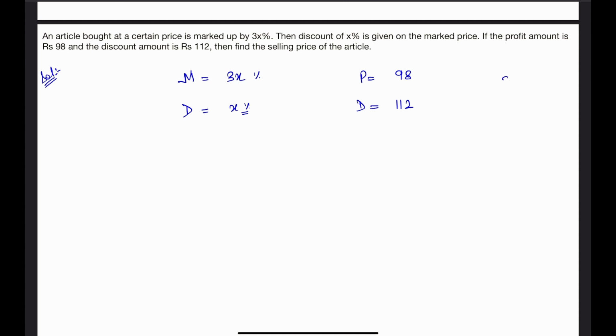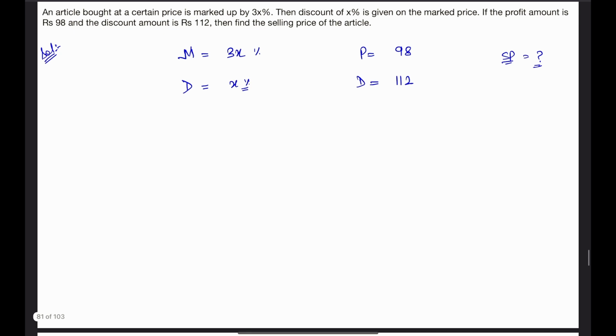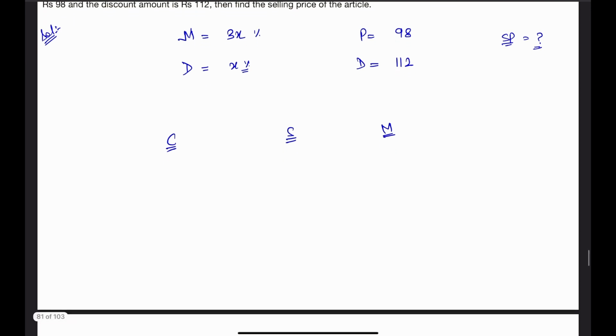So the question is to find the selling price. If discount and profit are given, let's solve with the same approach. Selling price will be here, cost will be here, mark price will be here. So my profit is this value, that is 98, and on the mark price we are giving a discount that is 112.